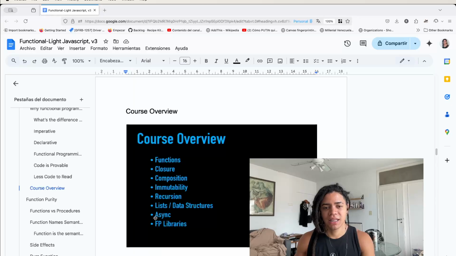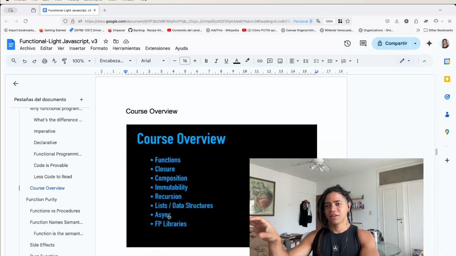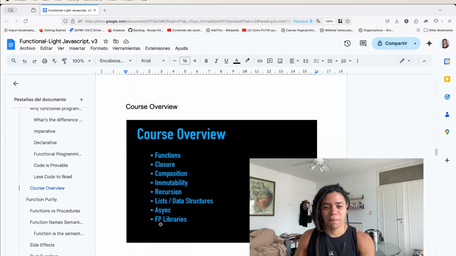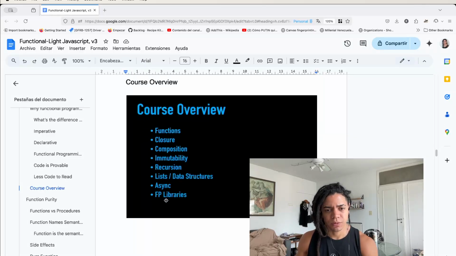And then the asynchronous nature. This is interesting because stuff like promises and observables are now based on mathematical foundations of how we can deal with asynchronicity in our language. That's mind-bending stuff. And then functional programming libraries. Cool, good.